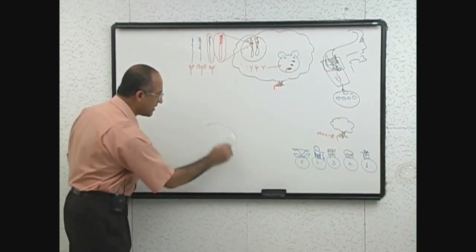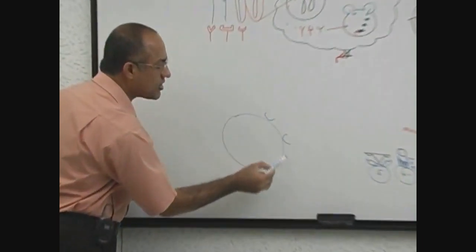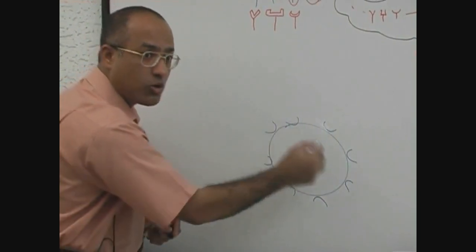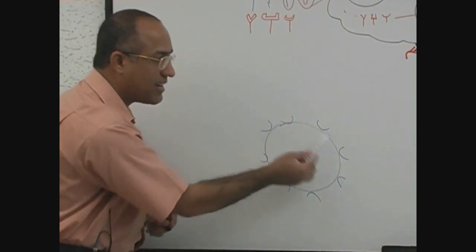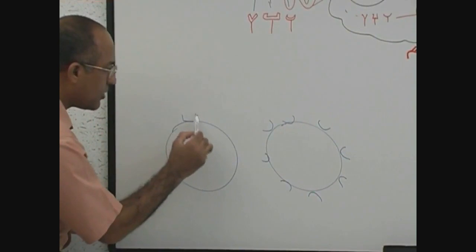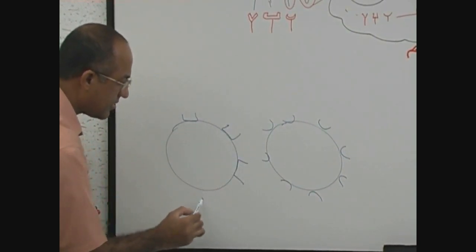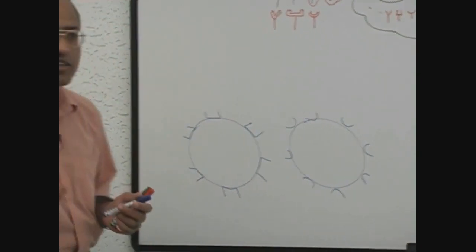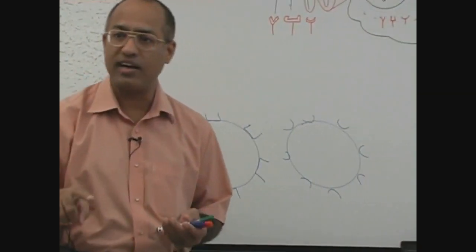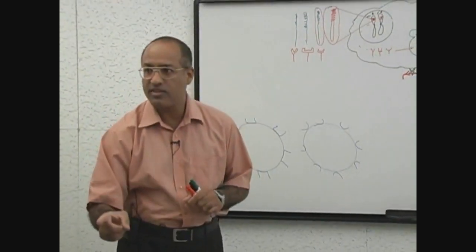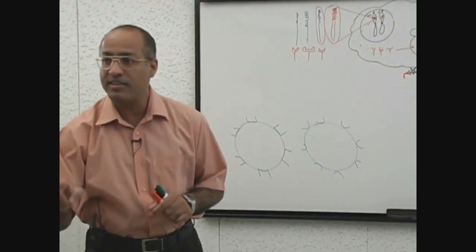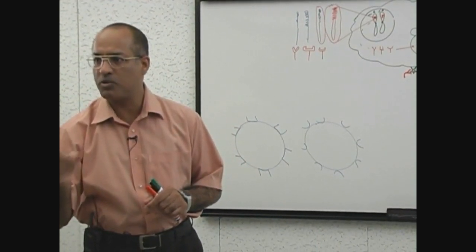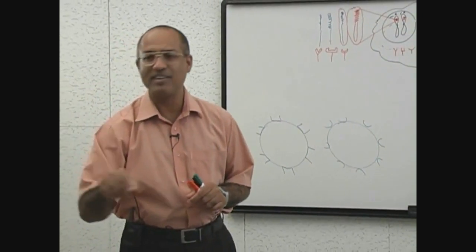Now, on a given T cell, should all the antigen receptors be different or the same? Same. One T cell may have thousands of receptors, but all of them are absolutely identical. But different T cells will have different receptors. And as different T cells have different TCRs, are they pre-programmed to recognize the same antigens or different antigens? Different T cells are pre-programmed to recognize different antigens.